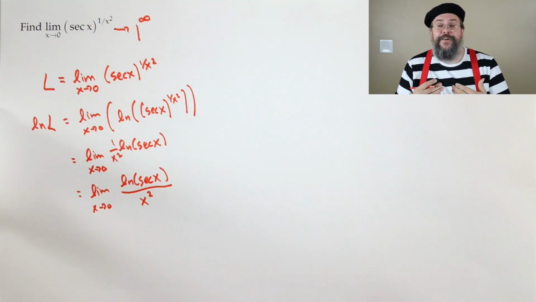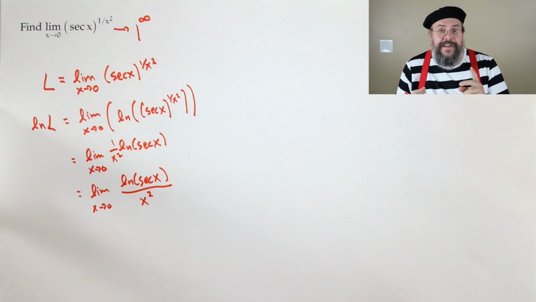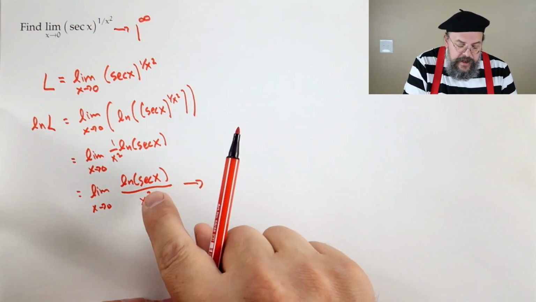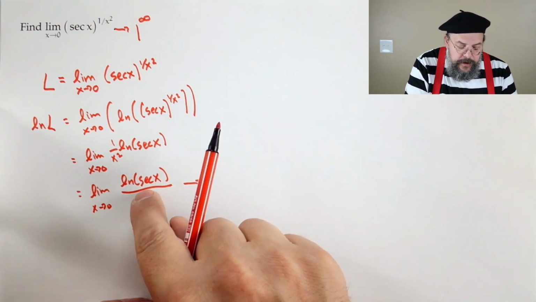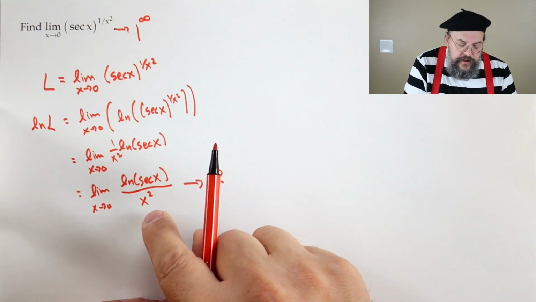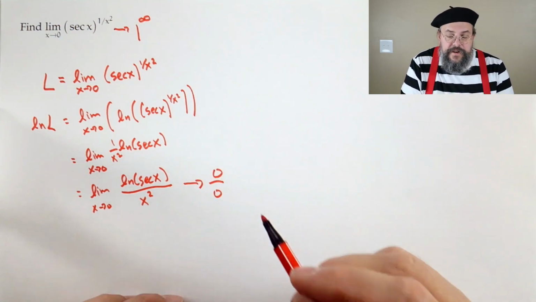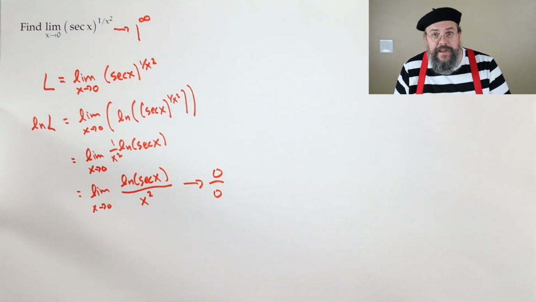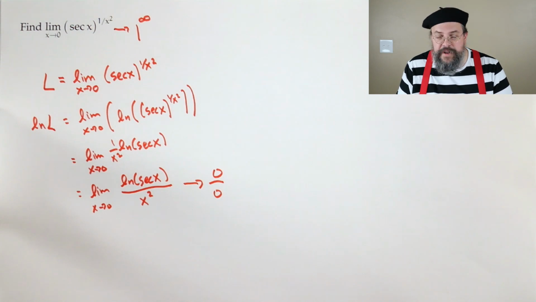Okay, now, do we apply L'Hopital? Well, wait. Before we apply L'Hopital, what do you need? Check. Is it 0 over 0 or infinity over infinity? So, let's see what this does. Secant of 0 is 1. Log of 1 is 0. So this is going to 0. Downstairs, 0 squared is 0. So it's going to 0 over 0. So, good. It is going to 0 over 0, which means we can apply L'Hopital.